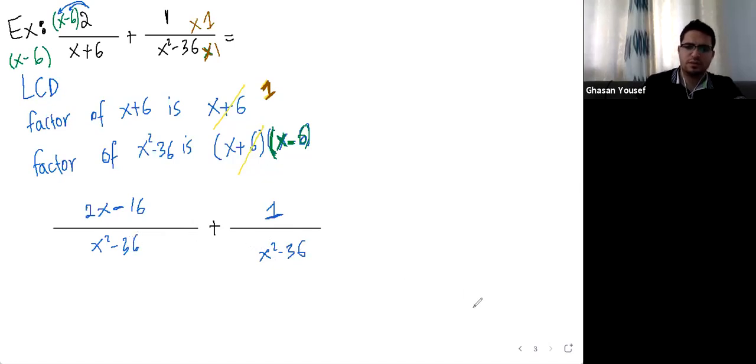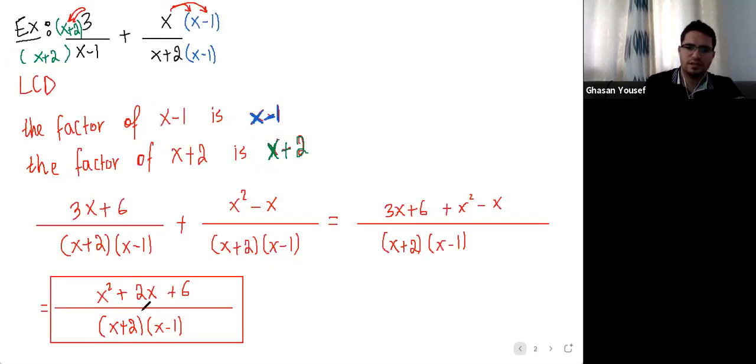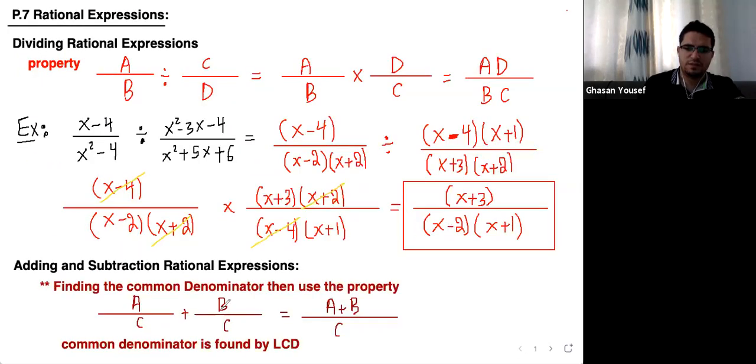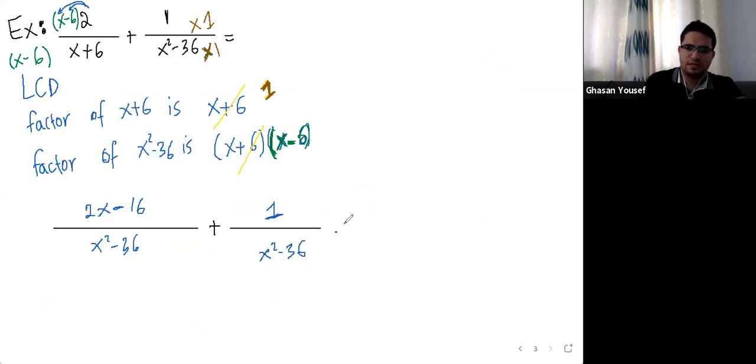So both of the denominators are equal, so I'm using the property from the first thing here. If I have a over c plus b over c, the denominators are equal, so I just add both of the numerators. So what is the sum of the numerators here in both fractions?